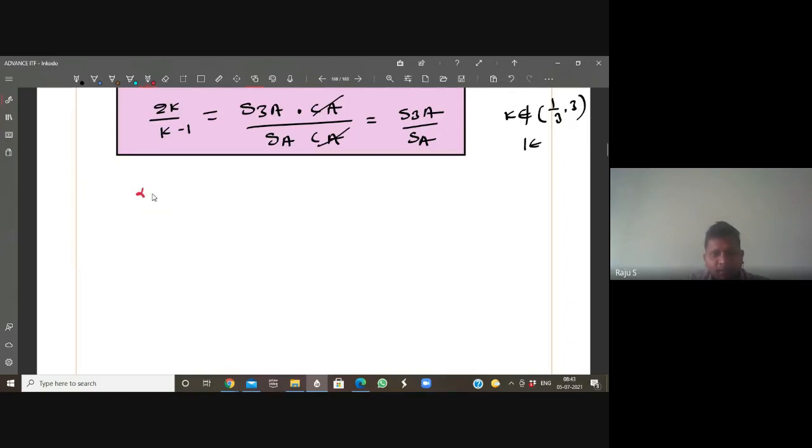Ascending order means, remember here, alpha is lesser than beta is lesser than gamma is lesser than delta. This is the first condition they have given. And their sines are equal: sine alpha is equal to sine beta is equal to sine gamma is equal to sine delta. It is clearly equal to the given k. Am I right?